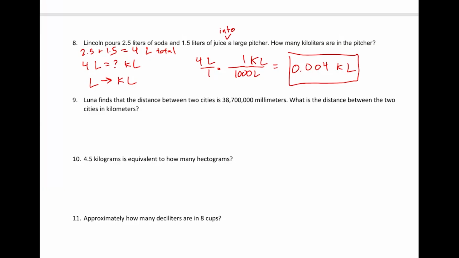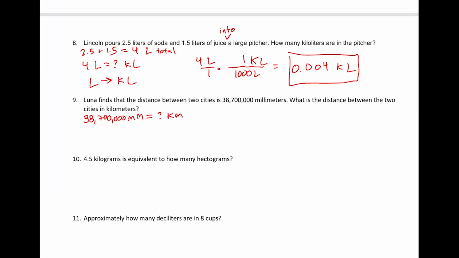Number 9, Luna finds that the distance between two cities is 38,700,000 millimeters. What is the distance between the two cities in kilometers? So the question being asked here is, what is 38,700,000 millimeters equivalent to in kilometers? So how many kilometers is that?